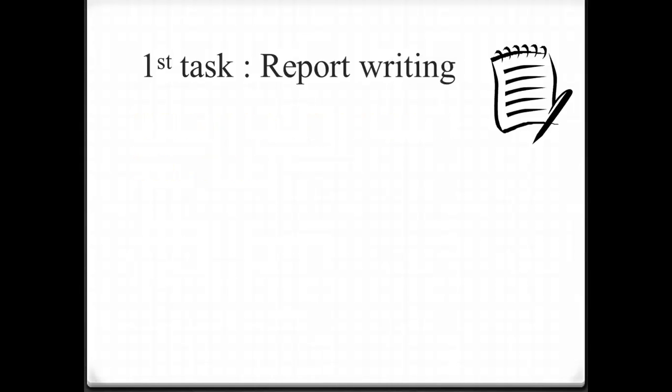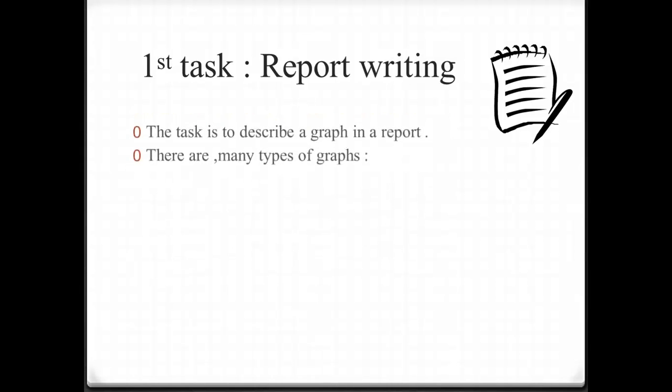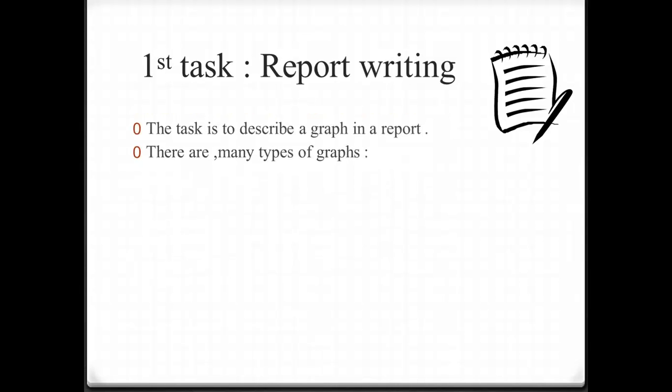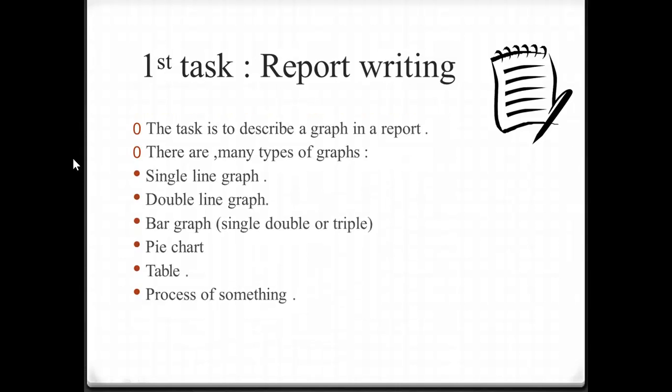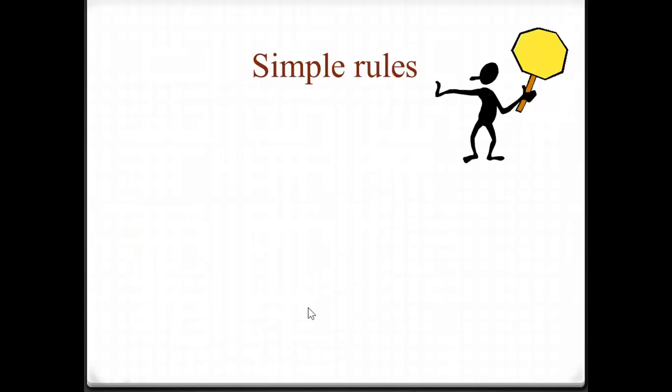The first task is writing a report. The task is to describe a graph in a report. There are many types of graphs. So we have the following list: single line graph, double line graph, bar graph, pie chart, table, and process of something.